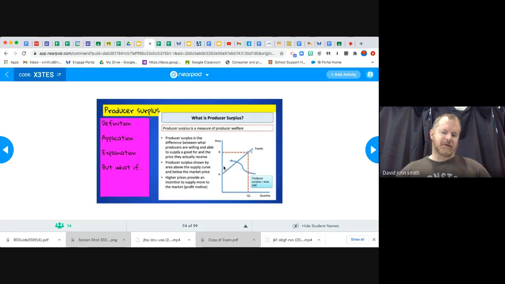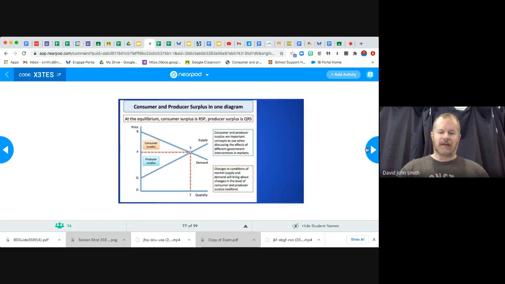quantity at this price, but they're actually getting this price. So it's the extra revenue that producers can gain above the price that they're prepared to actually put the product into the marketplace. It will always be above the supply curve, but below the price.